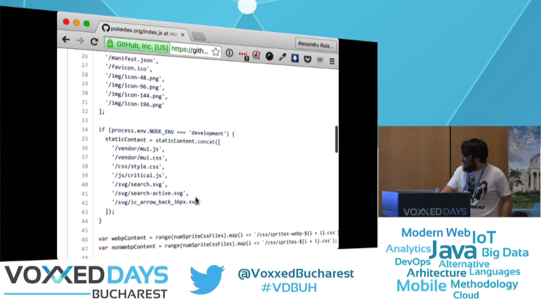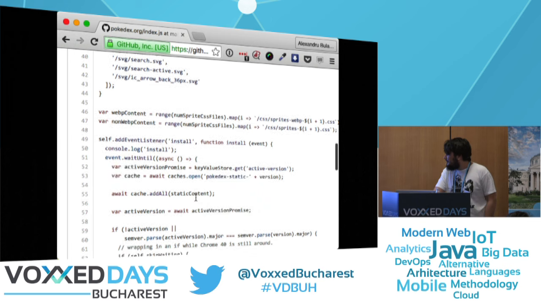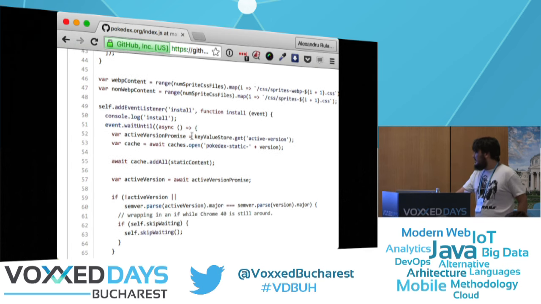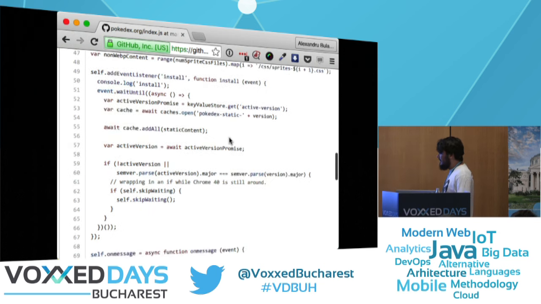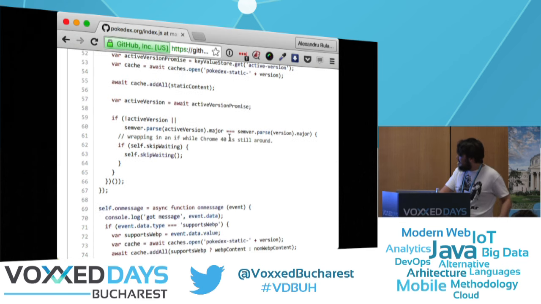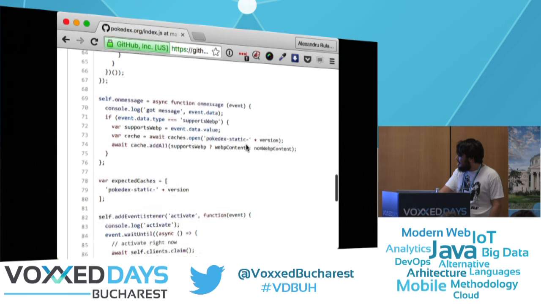And he also caches a couple of other files in development, basically unminified stuff. And then, on install, he opens his cache. He called it a Pokedex static plus version. And he adds everything inside of the static content array. Then he sets an active version and does a couple of other things to parse the version and whatnot. We don't care about that right now.